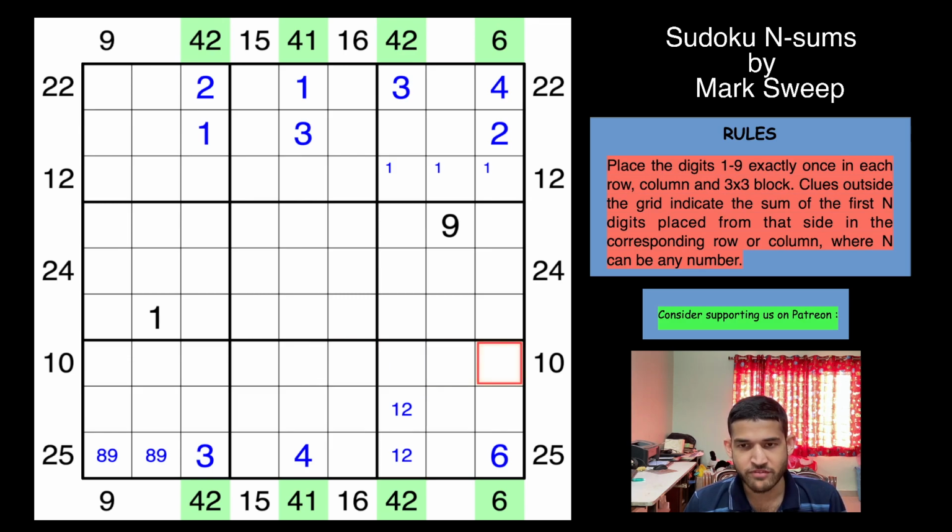3 cells will be 3, 4 and 5 and breaks the puzzle. So it's 2 cells. 1 and 2 and 6 gives you 3, 7 right away. That puts a 7 in here. And 9 is not here, so 9 goes here. I'm looking at this clue now. Okay. 3 in here gives a 3 in here.